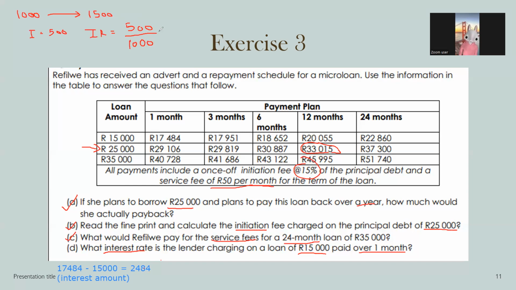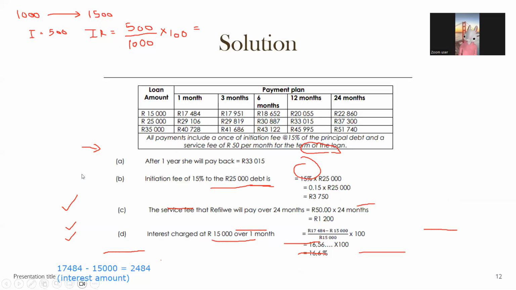and you multiply by 100. So 2,484 divided by, what is the loan amount? 15,000, times 100. Then I get 16.56. Yes, correct. Perfect. There we go.